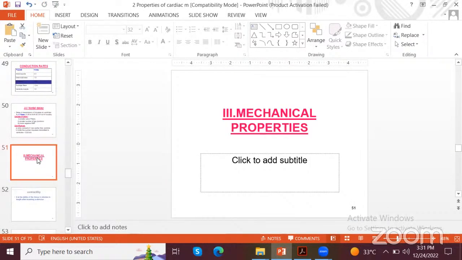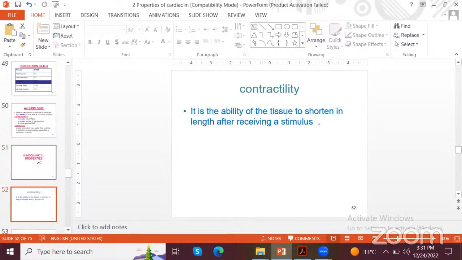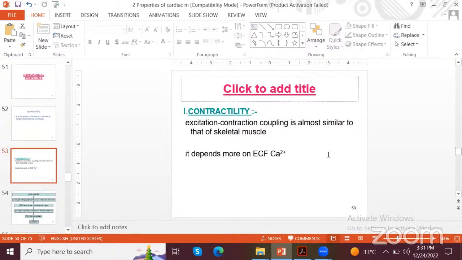Coming to the mechanical properties, the first mechanical property is contractility. We have seen a small slide earlier. Let's see in detail. That is the ability of the tissue to shorten in length after receiving a stimulus. The excitation contraction coupling of the cardiac muscle is almost similar to that of skeletal muscle, which depends on more of the extracellular fluid calcium concentration.